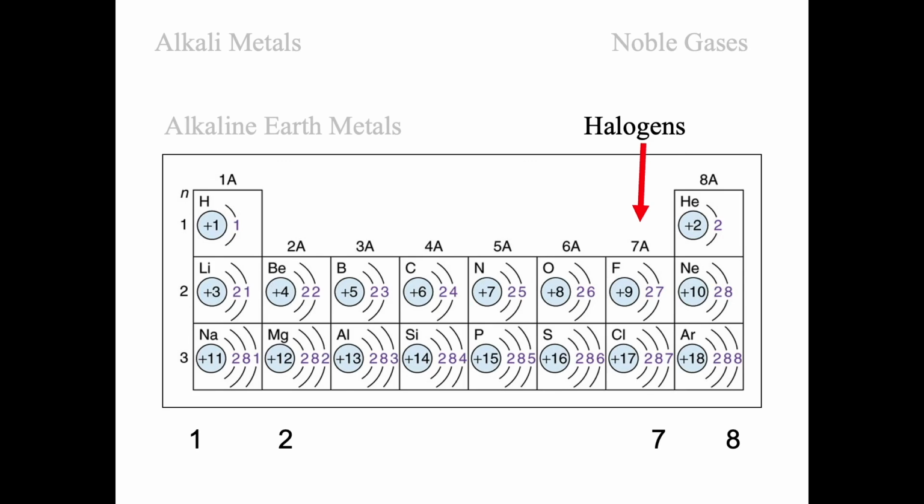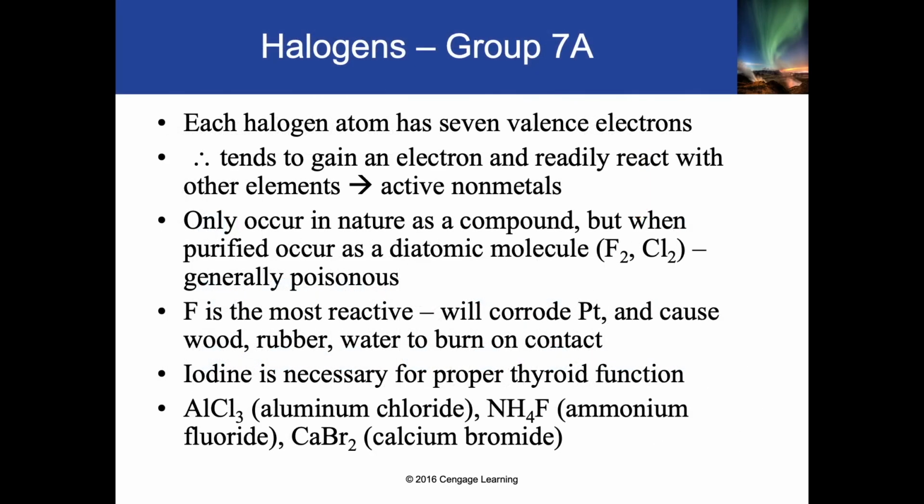7 electrons, 7 electrons. Oh, just please give me that electron so I can put it on 7. We can have eights all the way across, right? So some fun facts about the group 7 or the halogens, right? Each halogen atom has 7 valence electrons. They tend to gain an electron and readily react with other elements. So this actually makes them more negative. So they are very active nonmetals, right?